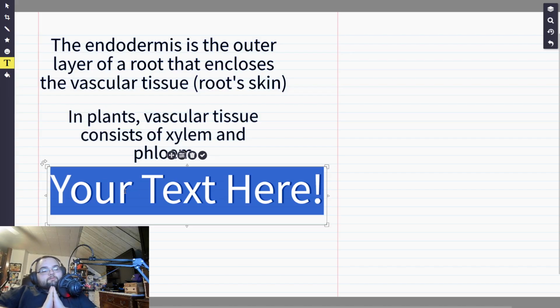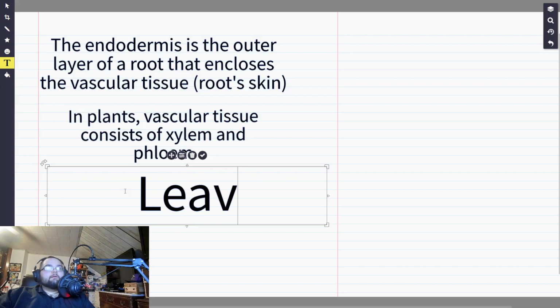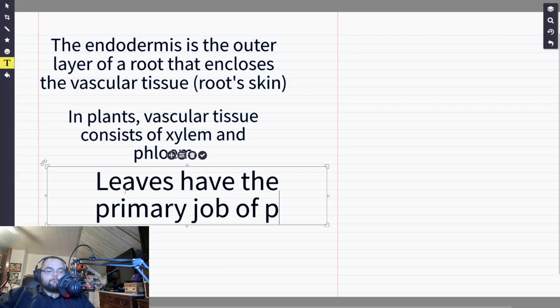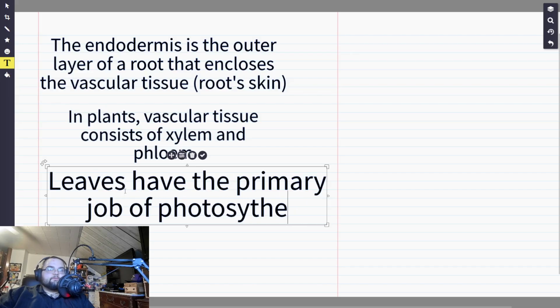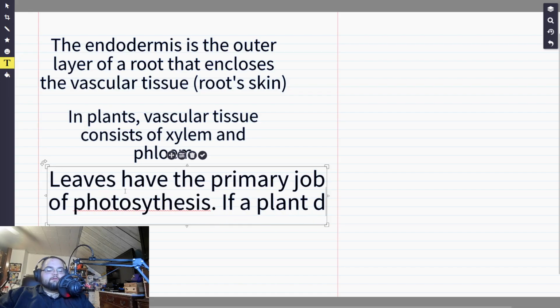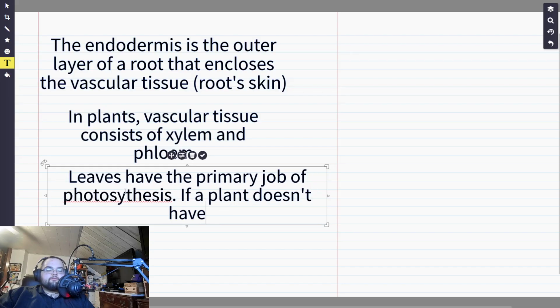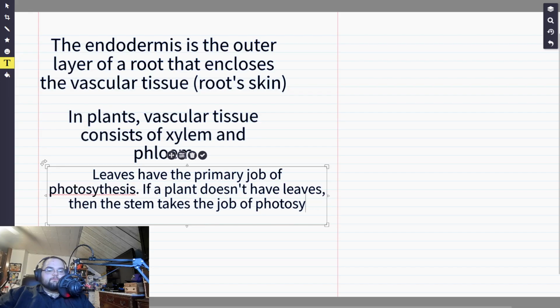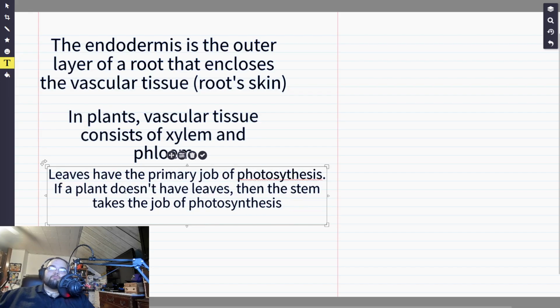How do I phrase this? Leaves have the primary job of photosynthesis. If a plant doesn't have leaves, then the stem takes the job of photosynthesis. Mr. Tardy, what do you mean?